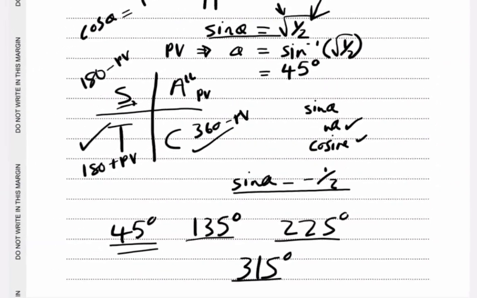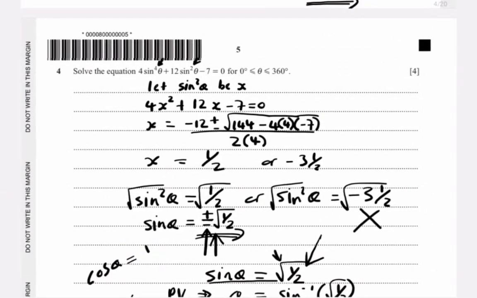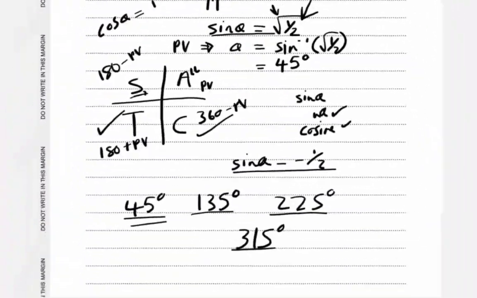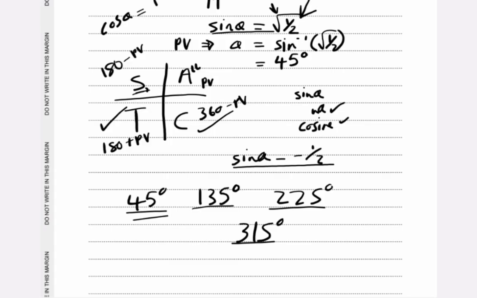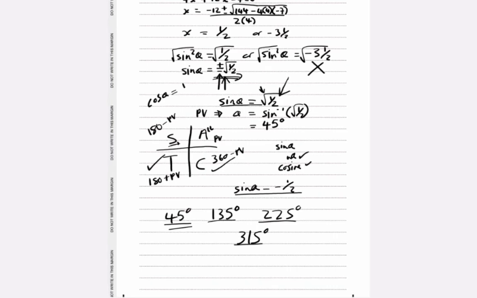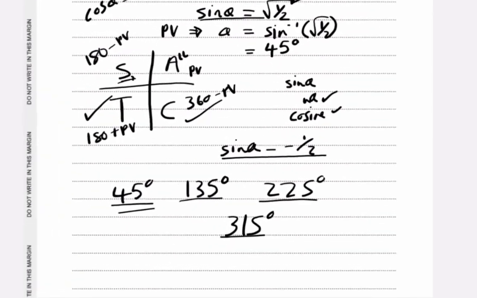Then we just check to see if they all fall within the range, and as you can see, they are within the given range, which goes from 0 degrees to 360. So we're taking all four in as our answers to get our 4 marks for the fourth question.